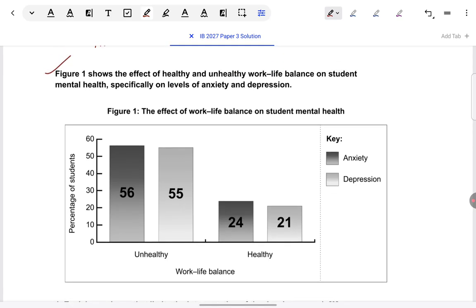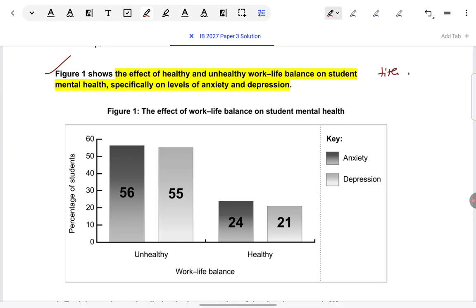So step 1, read the title very carefully. It shows the effect of healthy and unhealthy work life balance on student mental health, specifically on levels of anxiety and depression. Again, whenever you read anything, speak it out in your mind before you go ahead. Put it in your own words. Make sure you've comprehended what is there in front of you. Then only come to the next section. Think of it as a part by part understanding that you have to do throughout the paper.